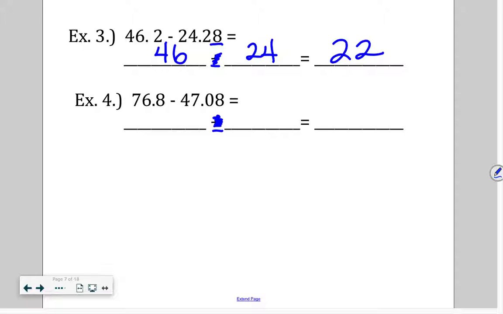Example 4, 76 and 8/10. Again, we were told to go to the nearest whole number, so 76 and 8/10 is going to round to 77. This 8 is going to change the 6 to a 7. 47 and 8/100 is going to round to 47. Now 77 minus 47 is about 30.